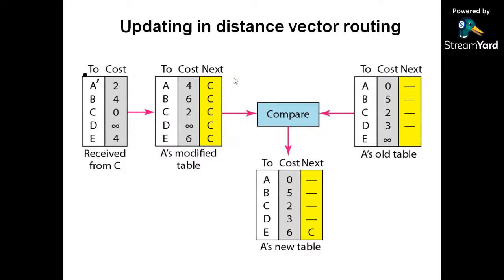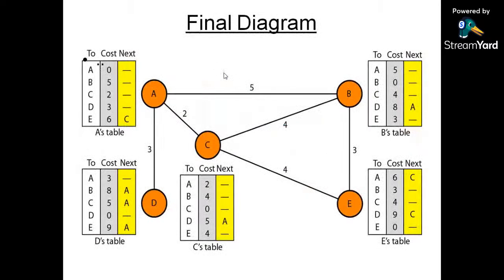So if you consider this, A is the modified table and A is the old table, so we find the new table with the minimum cost. Here is the final diagram after modification of each table. If you compare the modified table, we consider only A's table. For example, for the final diagram, we start with A and the cost of A is 0 initially.